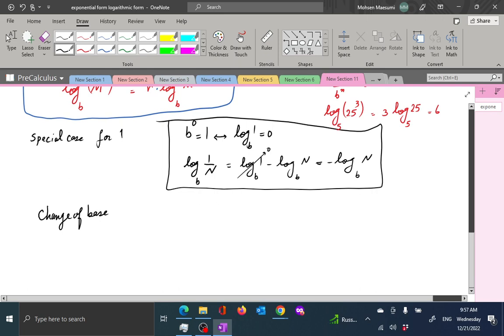What does that mean? Sometimes a problem asks you to calculate logarithm of some number in some base n. Of course, your calculator has several logarithm buttons. One of them is logarithm in base 10. Sometimes this is written as capital LOG, but in advanced books this notation is reserved for something else.